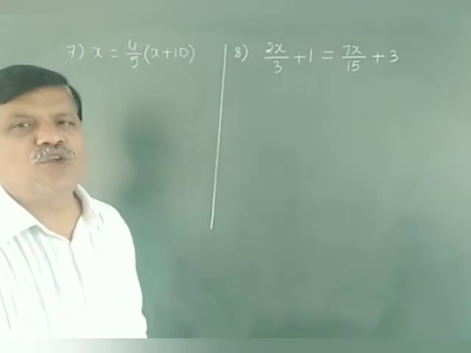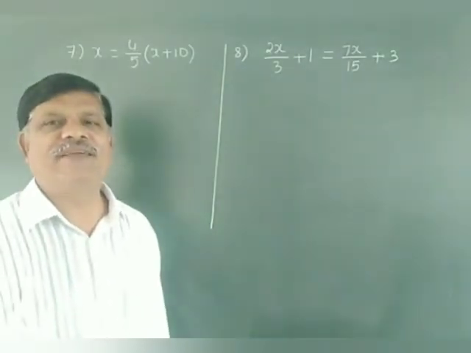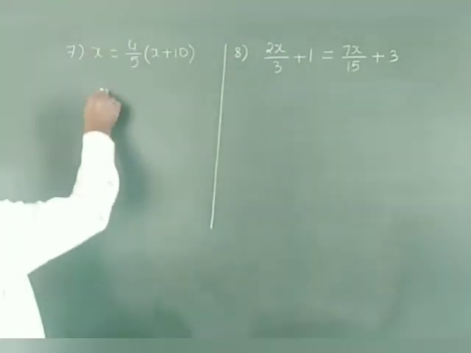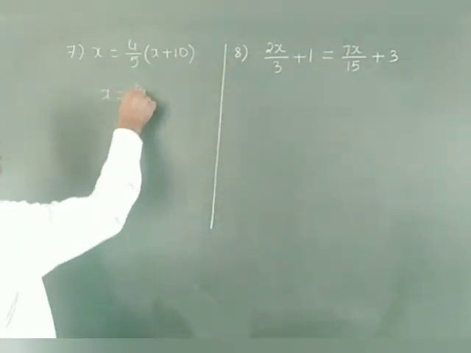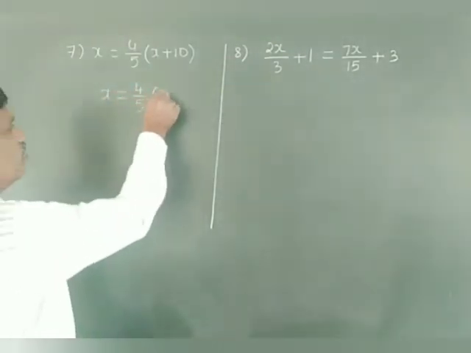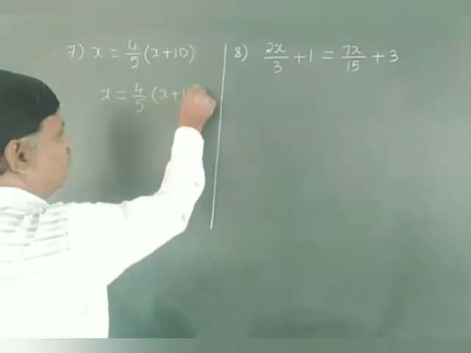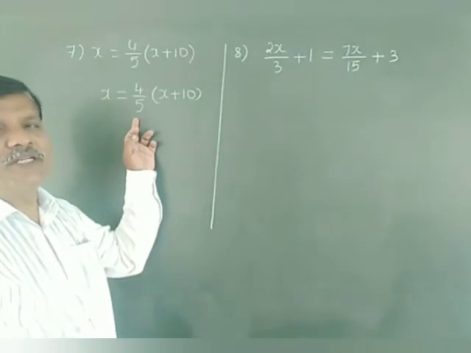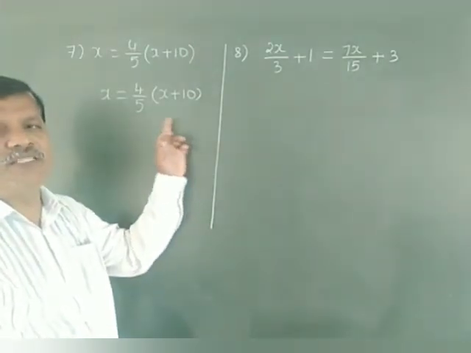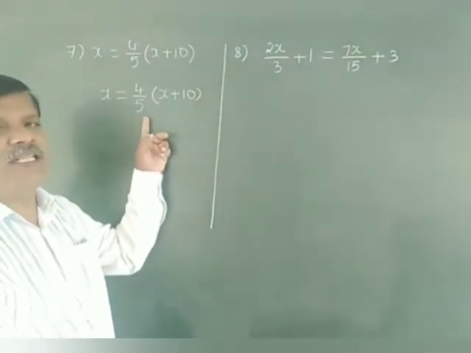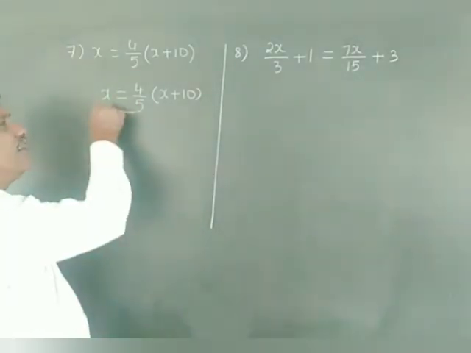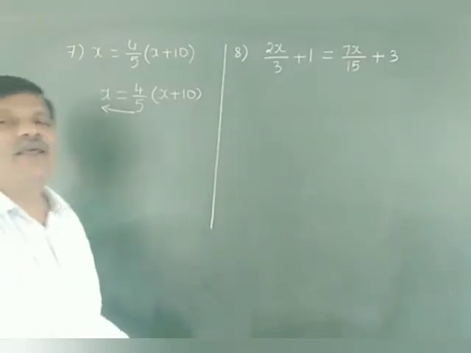Let us see the solution for problem number 7 and problem number 8. Now what is the equation given in problem number 7? x equals 4 by 5 of x plus 10. Now 4 by 5 is multiplied with the binomial x plus 10. So before we multiply the binomial with the 4 by 5, what will we do? We take this 5 to LHS.